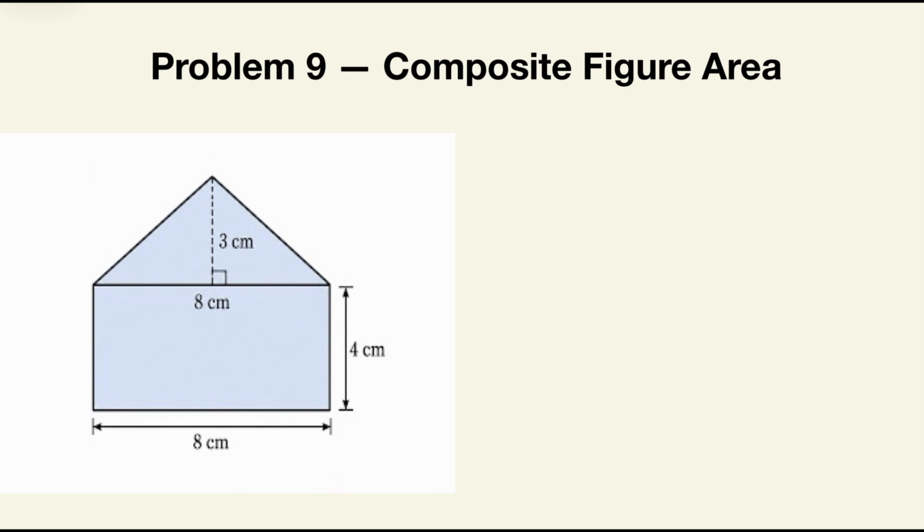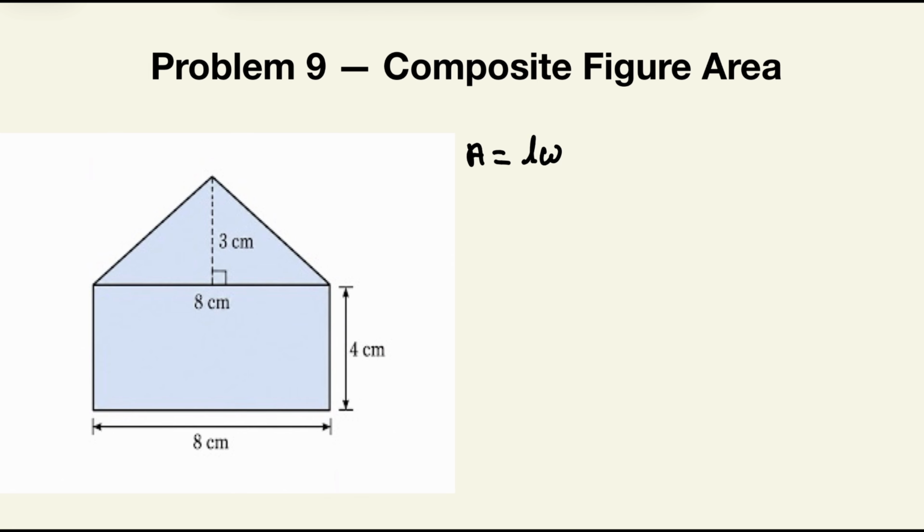Okay, so we need to find the area of this rectangle. So that is area equals the length times the width. And as you can see here, on the rectangle, the length is given to us as 8 centimeters, and the width is given to us as 4 centimeters.